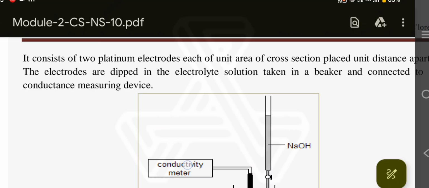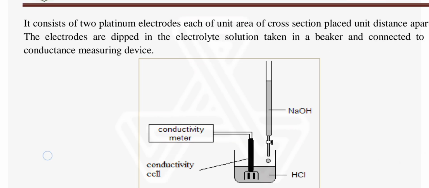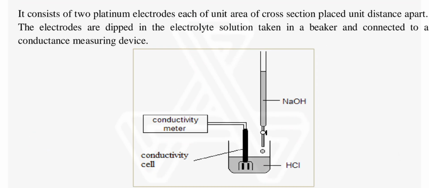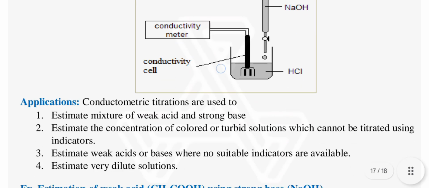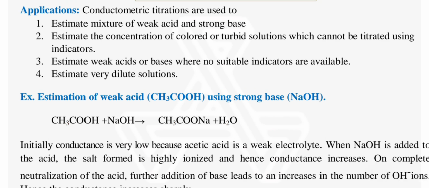Instrumentation. Instrumentation consists of two platinum electrodes, each of unit area of cross section placed unit distance apart. The electrodes are dipped in the electrolyte solution taken in a beaker and connected to a conductance measuring device. Conductivity meter, NaOH, conductivity cell, HCl. Applications: conductometric titrations are used to estimate a mixture of weak acid and strong acid, and to estimate the concentration of colored or turbid solutions, which cannot be titrated using indicators.